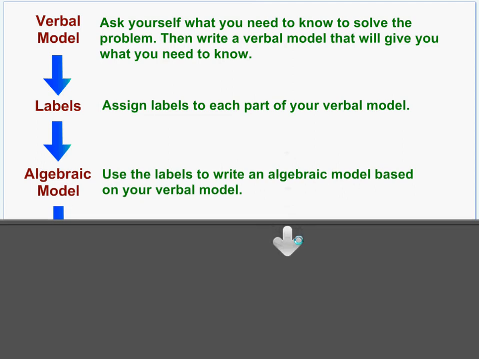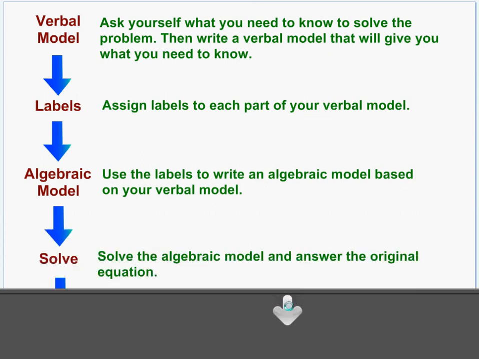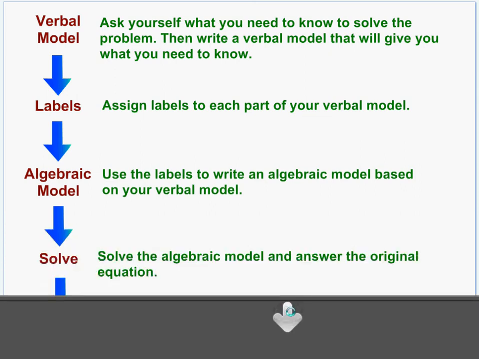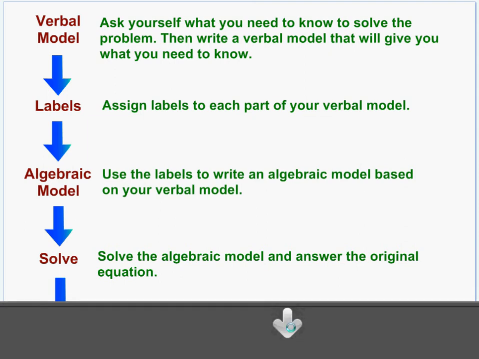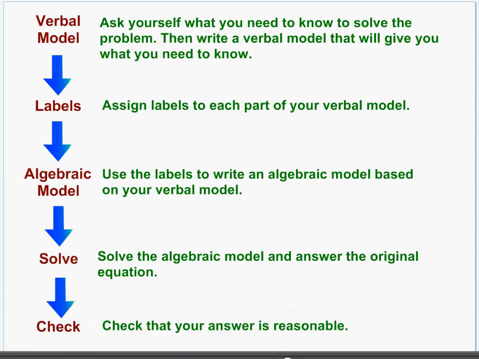Okay? After you have your labels figured out and put on your verbal model, from there, you can build an algebraic model. Okay? You see how it's important that your verbal model is accurate? Because it's all flowing down. After you build your algebraic model, you can solve it and answer the original question. Then I want you to check to make sure your answer is reasonable. So I want you to read back through the problem and say, does this make sense?